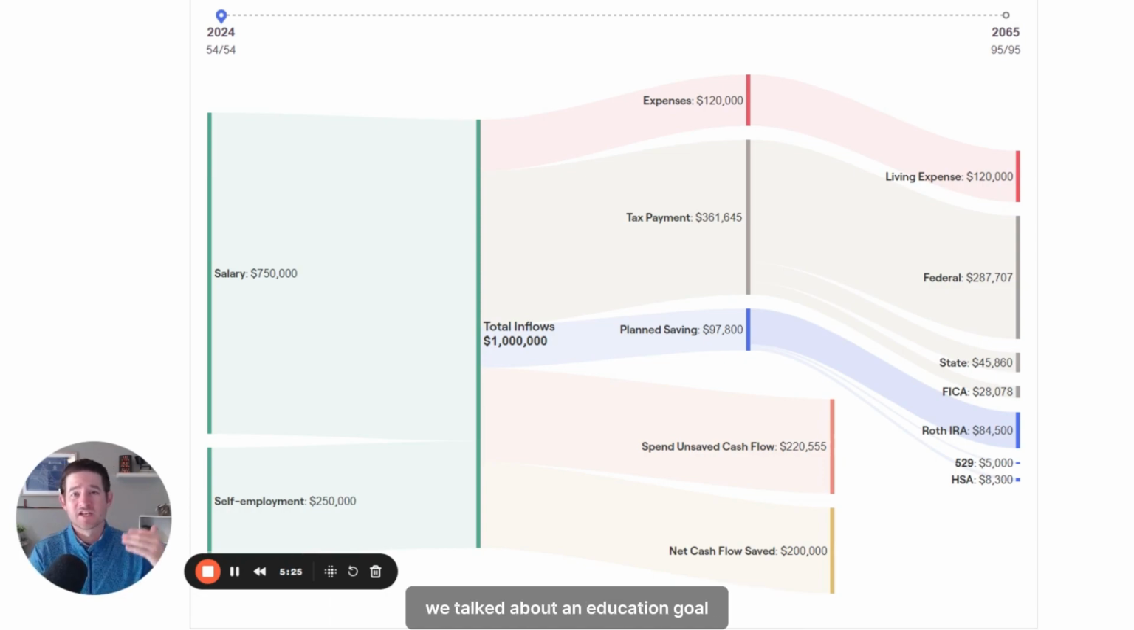We talked about an education goal because this client has a couple of kids and we're putting $5,000 a year into our 529 plans. And then lastly, we have an HSA. So we chose a high deductible health insurance plan. When you do that, it allows you one of the best savings tools out there, which is called the Health Savings Account or HSA. The maximum a family can put in for 2024 is $8,300. So you can see that we're assuming we're going to put $8,300 into that bucket.